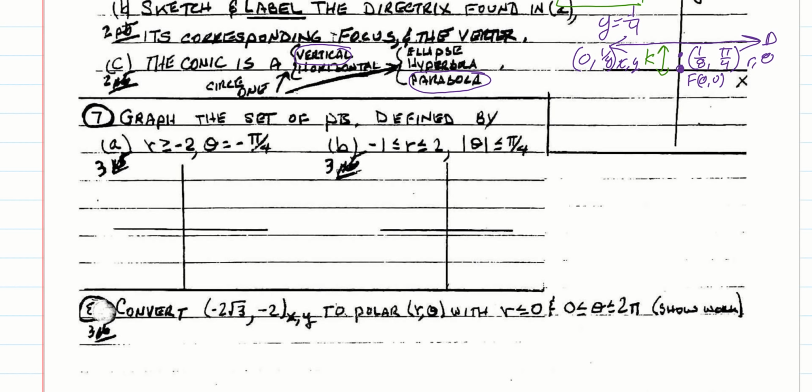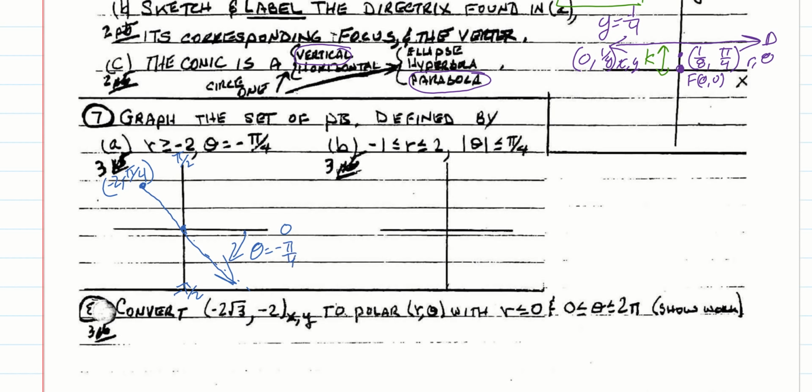So our theta is -pi/4. Again, this is 0, pi/2, -pi/2, so we know we're going to be in this direction. And we know that -2 we'll say is right here, because again, we have to go in the opposite direction of the pole if it's a negative radius. So this is -2, at theta equal -pi/4.